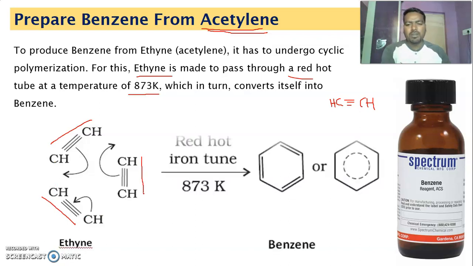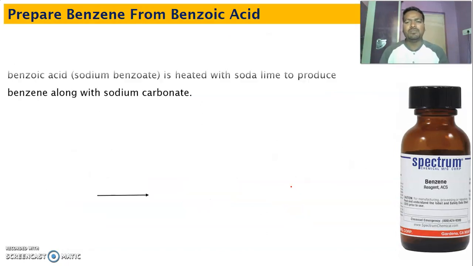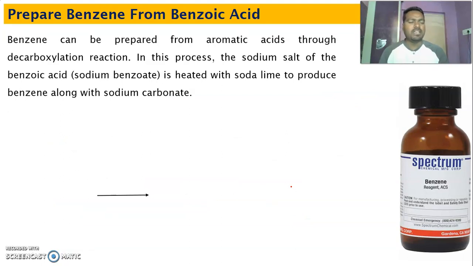When these acetylene molecules are passed through a red hot iron tube at 873 Kelvin, you are going to get benzene, formula C6H6. Yes, this is an example of addition polymerization. That means the 6 carbons and 6 hydrogens completely undergo cyclization, that is, cyclic polymerization. It gives benzene. This is the first method. It's a very simple method through which we can prepare benzene. The second method is to prepare benzene from benzoic acid.